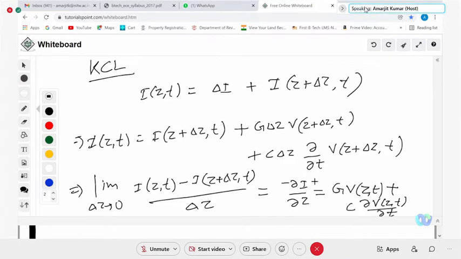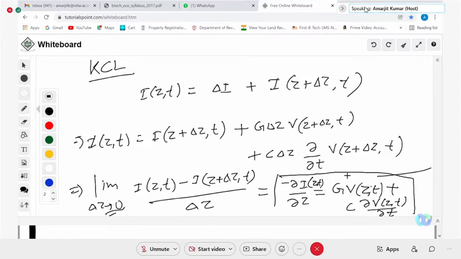Is it okay for you? Sir, it should be G into V(z+Δz,t), right? That is correct, you are correct. It should be like this, but Δz tends to 0, so you apply the limit on both sides. So that will be this system, because Δz tends to 0.